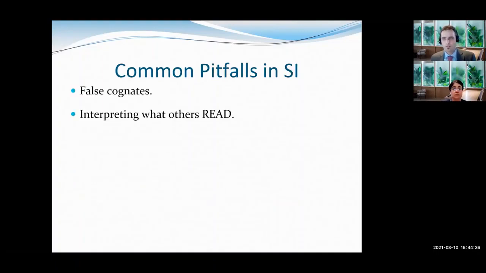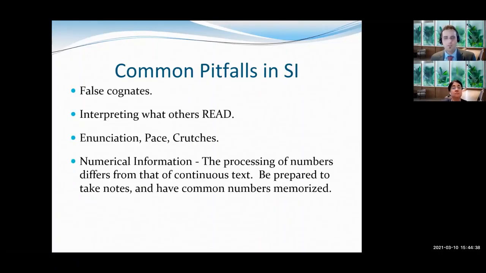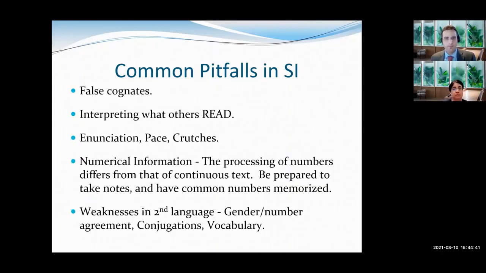Common pitfalls in simultaneous. A few things just to be aware of, really. False cognates. So you're going quickly, and words that sound the same but mean something different between the two languages, they very easily slip off of your tongue. There's a famous example of this in Spanish. If somebody says, "Oh, I'm so embarrassed," and you were to say that same word in Spanish, in Spanish the word is embarazado, embarazada. Well, that means that you're pregnant.